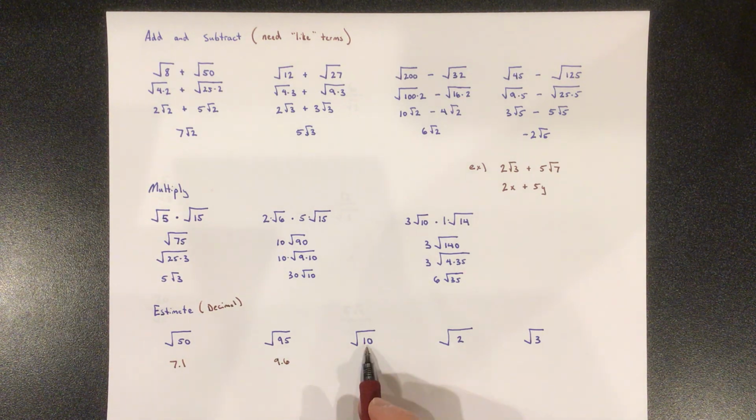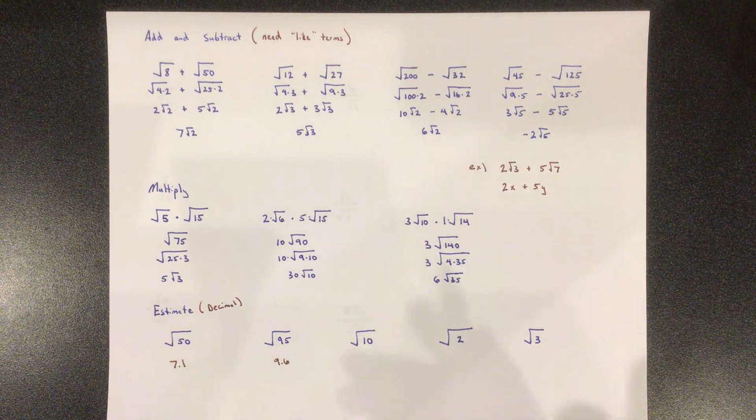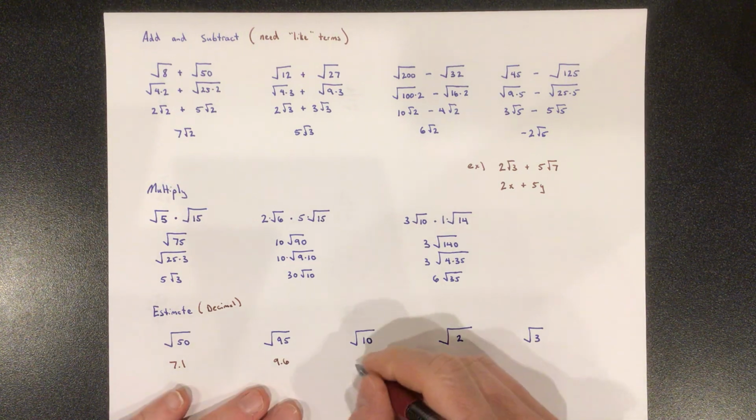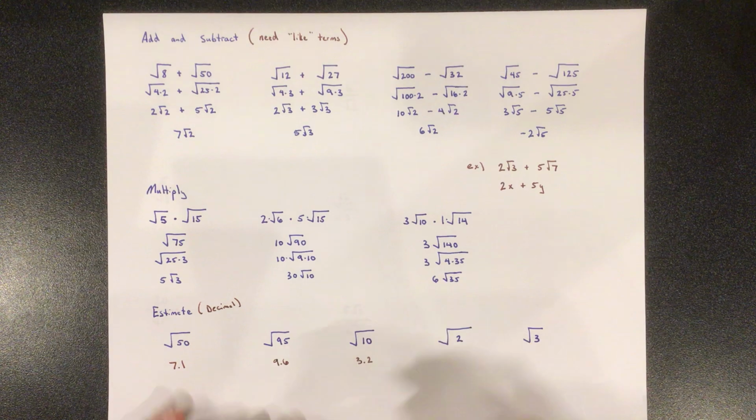Square root of 10. Well, the square root of 9 is 3, so the square root of 10 is a little bit bigger than 3, maybe 3.2. The square root of 10 is 3.16. Pretty close. Close enough.